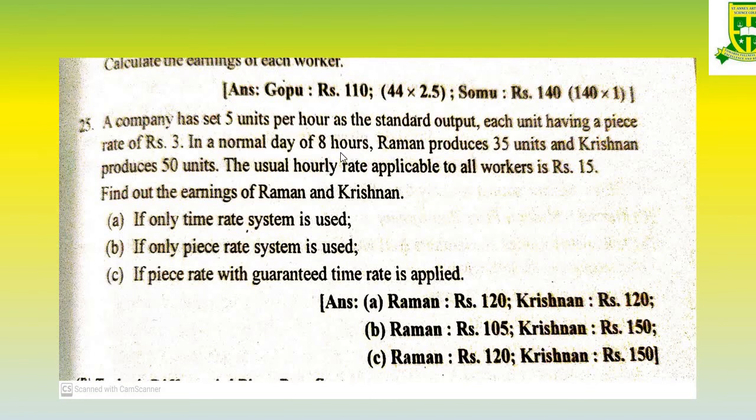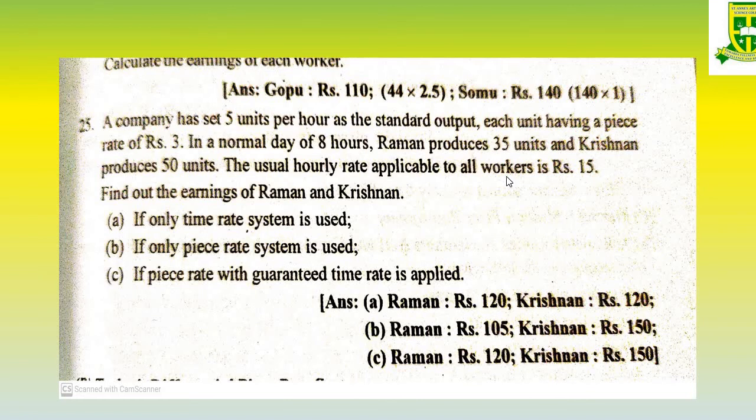In a normal day of 8 hours, how many hours can you work in a factory? 8 hours. Raman is one employee and Krishnan is the other employee. The standard output is 5 units per hour, but Raman is able to produce 35 units and Krishnan is able to produce 50 units. The hourly rate, that is the rate per hour for the worker, is 15. So this is the information given.